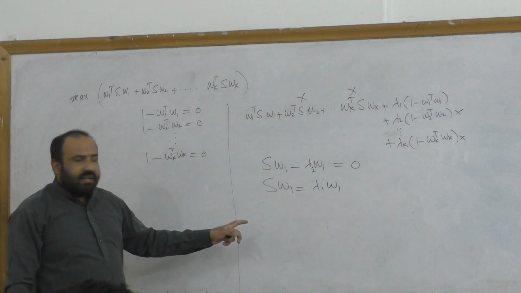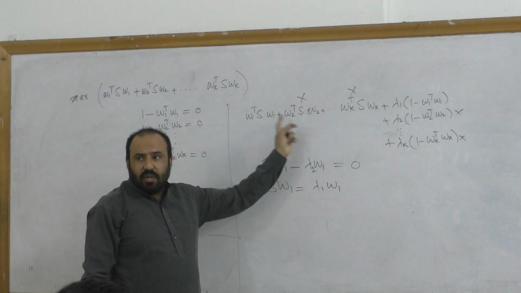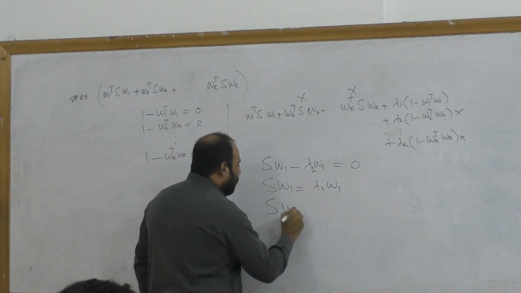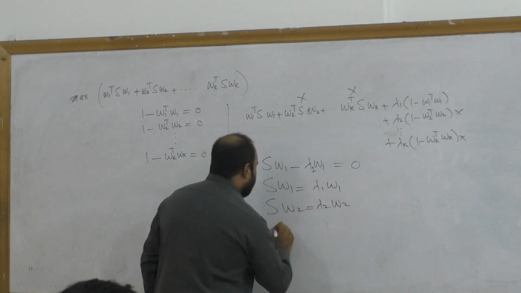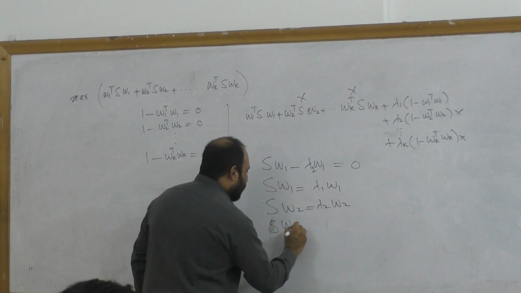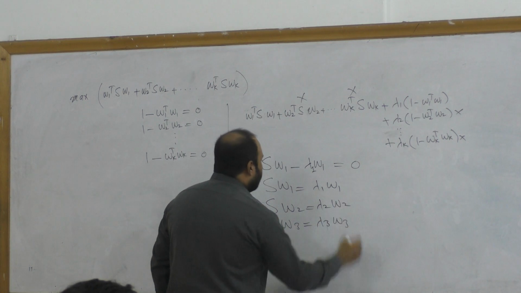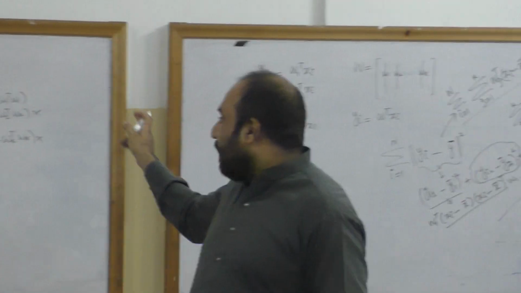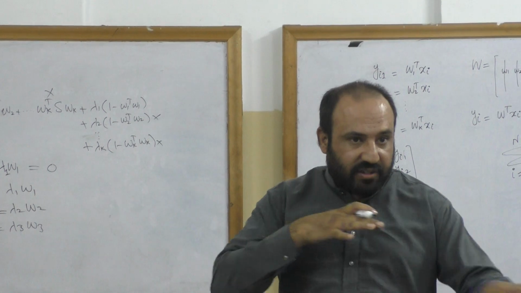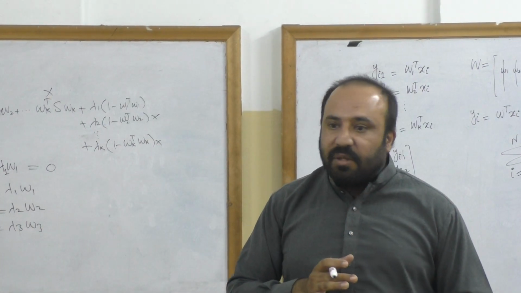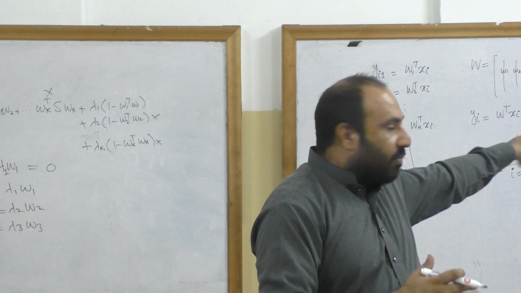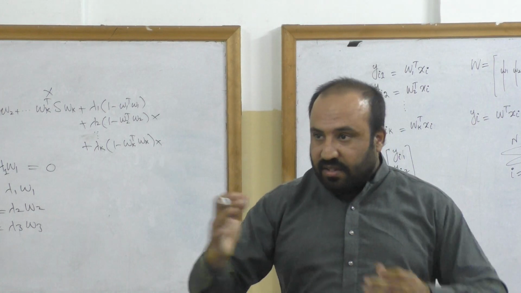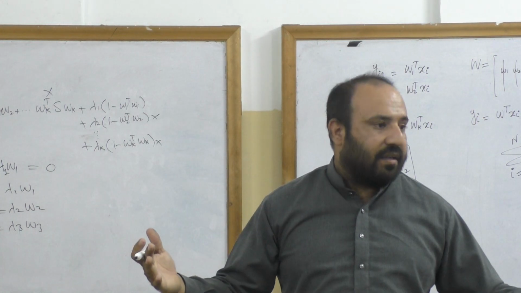Similarly, if I differentiate with respect to W2, I will get S W2 is equal to lambda 2 W2, and S W3 is equal to lambda 3 W3. So now we see that each and every direction that is going to maximize the variance is the direction of an eigenvector of S. And S is completely determined by the data. You give me data, I can compute S, so compute all the eigenvectors. Now the question is, which k eigenvectors out of several eigenvectors should we pick?